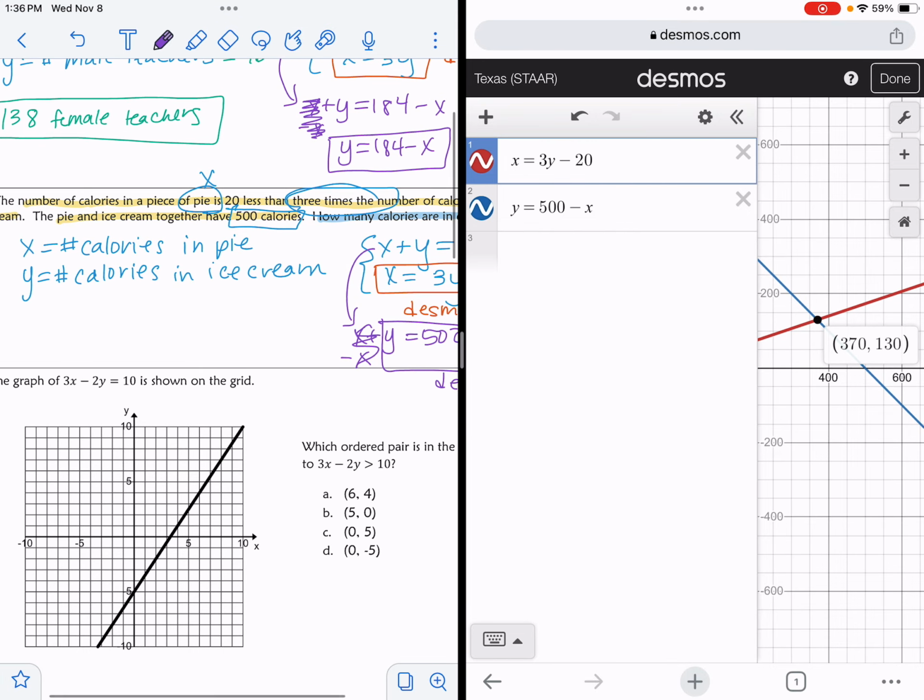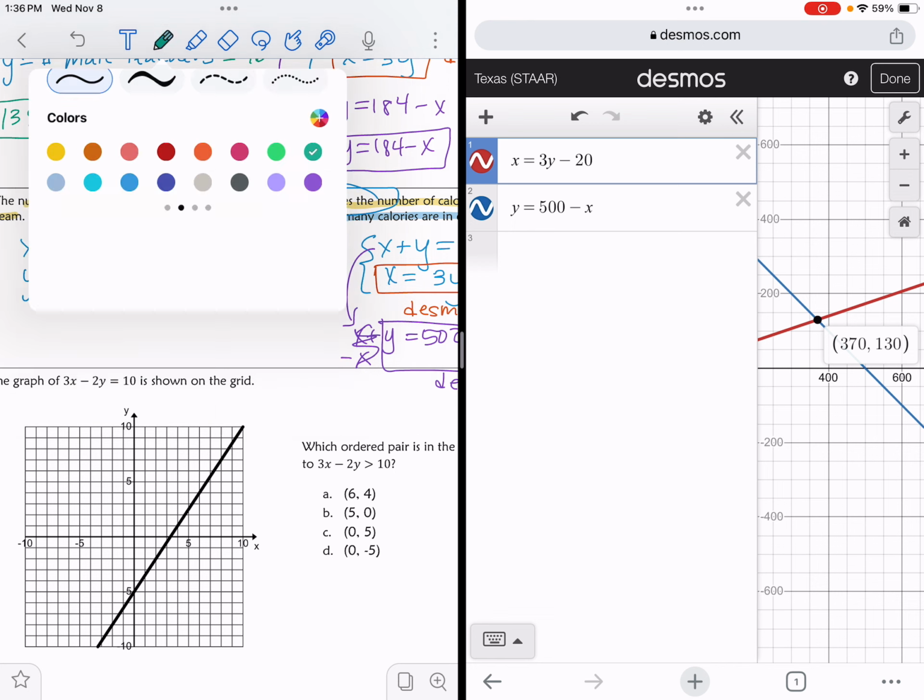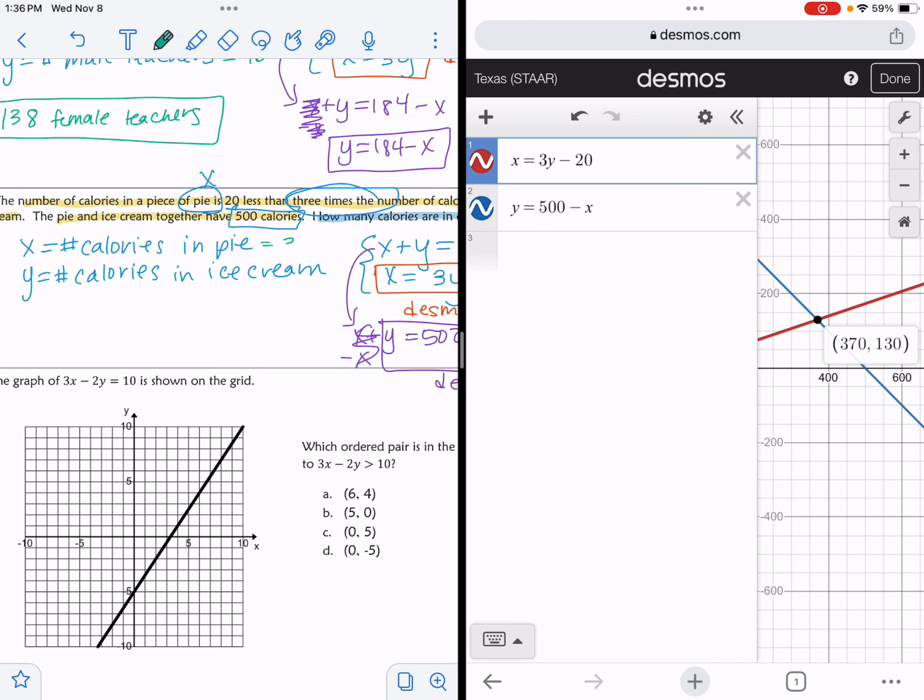So next to the x, I'm going to put the 370. Next to the y, I'm going to put the 130. And so those are our answers. And so you would just want to make sure you type them in the right blank. So 370 calories for pie, and then ice cream would be 130.